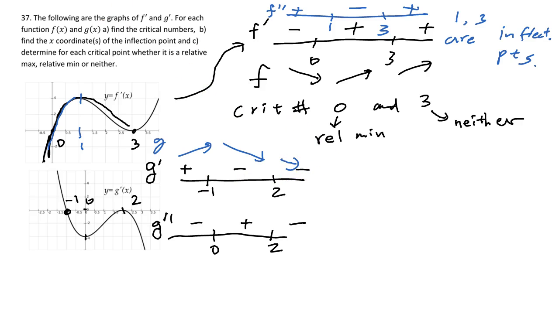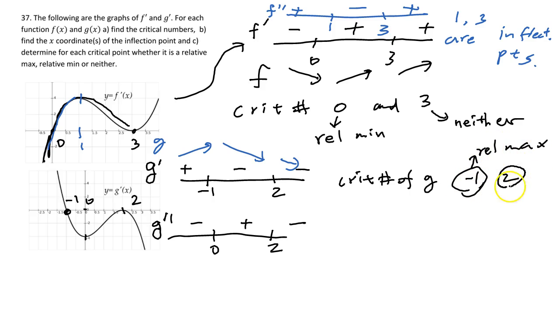So we know that the critical numbers of g are -1 and 2, whereas this one is relative max, but 2 is neither. Okay, and also from here we see that 0 and 2 are inflection points.